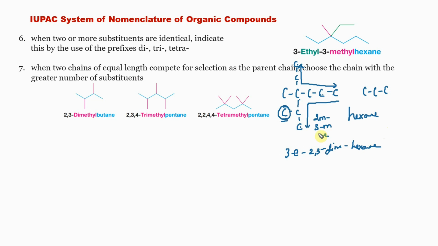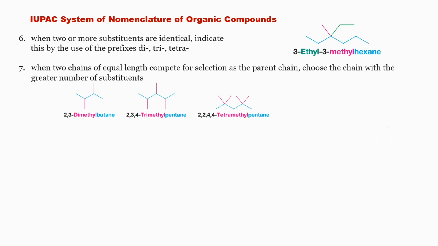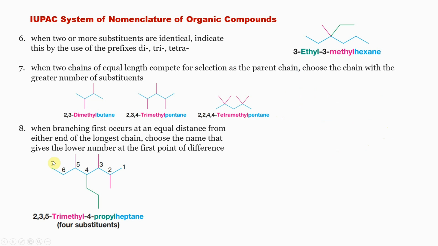This will be the name of this compound. It's not printed here, so make sure you draw this example and explain it to yourself. Alright? Okay. Now, when branching first occurs at equal distance from either end of the longest chain, choose the name that gives the lowest number at the first point of difference. Now it is actually self-explanatory.